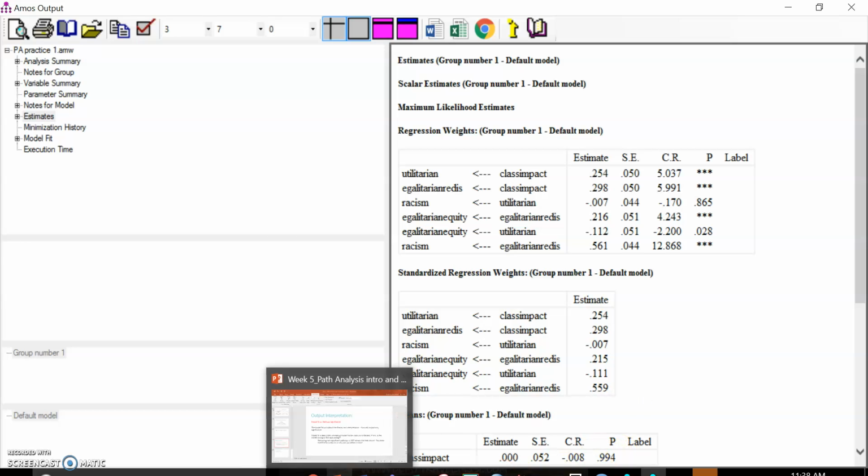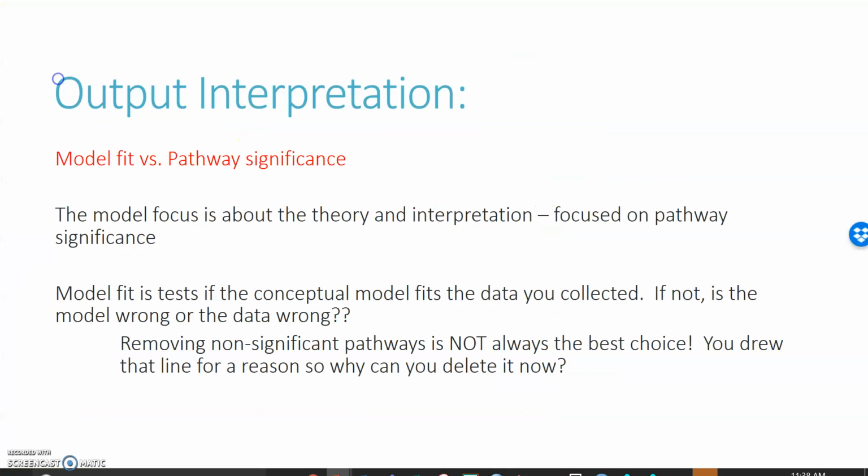Here's where things get kind of confusing, because we're talking about model fit versus pathway significance. In CFA, the model fit kind of trumped everything else. We really needed that measurement data to fit the measurement model, and we would get rid of any factor loading below a 0.4 that wasn't contributing, so that item was not contributing to the latent factor very well. Model fit was really more important to us than pathway significance or factor loading significance. We cleaned that up really closely.